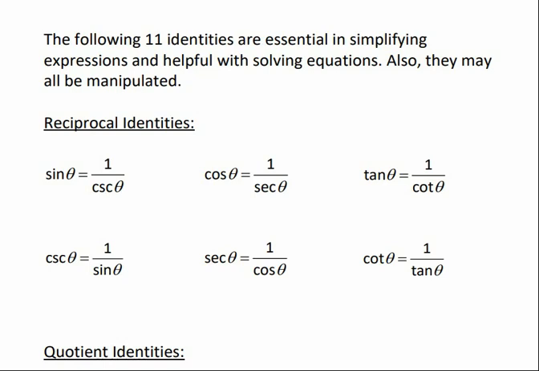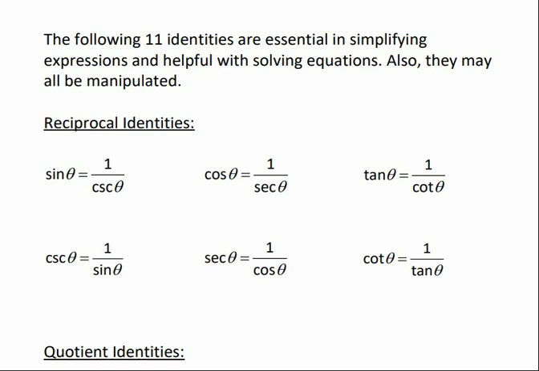Let me say that more properly. Sine of theta is equal to 1 over cosecant of theta. Cosecant of theta is equal to 1 over sine of theta. Cosine is equal to 1 over secant of theta. And secant of theta is equal to 1 over cosine of theta. Tangent of theta is equal to 1 over cotangent of theta. And cotangent of theta is equal to 1 over tangent of theta.